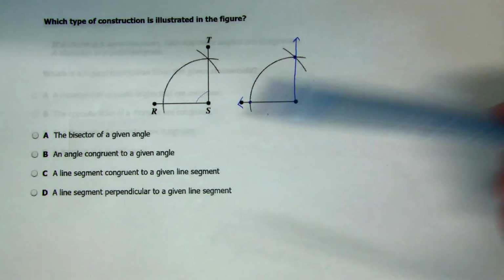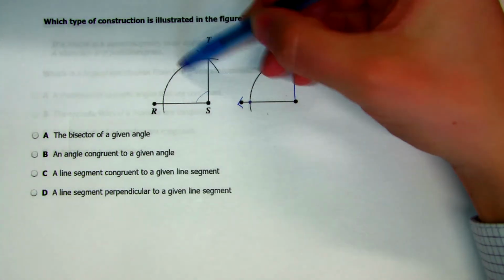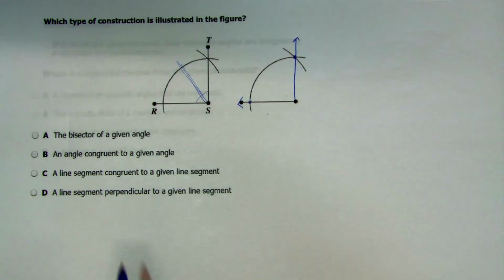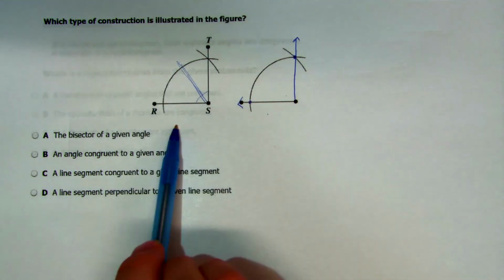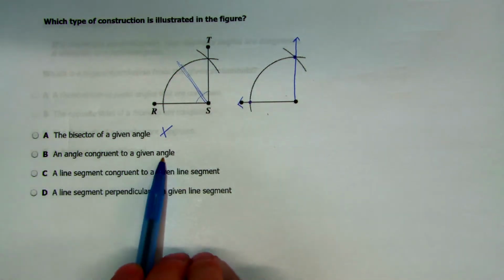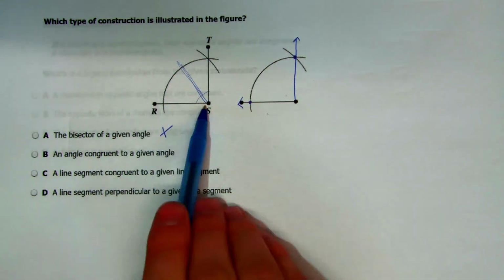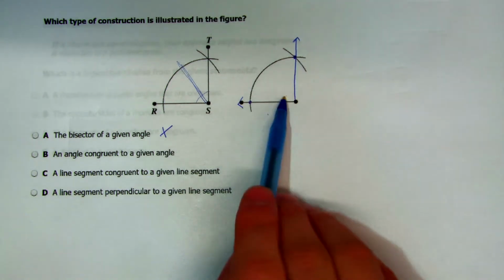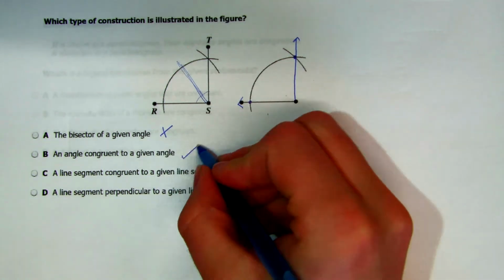Well, if it was A, we'd be looking at our first angle and trying to cut it in half, so maybe drawing a line like that. Nothing in this construction says that we're doing that, so it's definitely not A. An angle congruent to a given angle. Well, that actually sounds like we're right on the money. We have an angle over here. We're making an angle on the right that's the same as angle A, so it's probably going to be B.